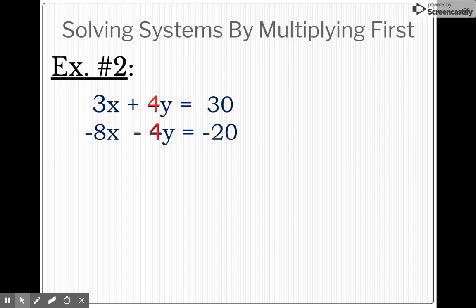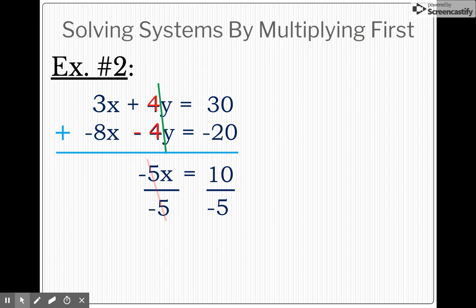And then, like I said, the next few steps should be just like what we have been doing, where you add them together, and when you add them together, you get negative 5x. The 4y minus 4y cancel out, and 30 plus a negative 20 is 10. And then we divide both sides by negative 5. We're going to have x equals negative 2.